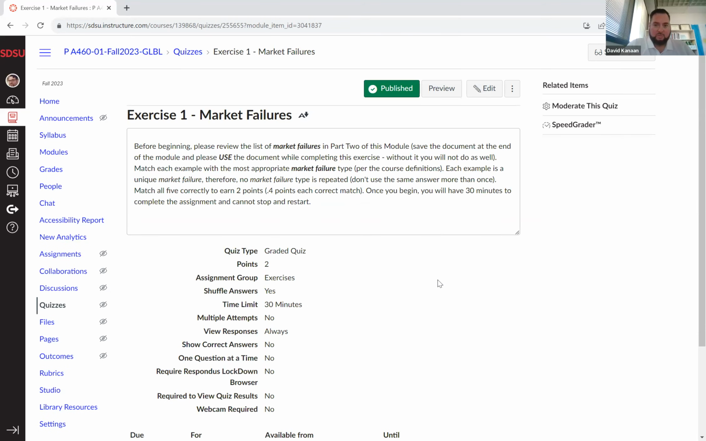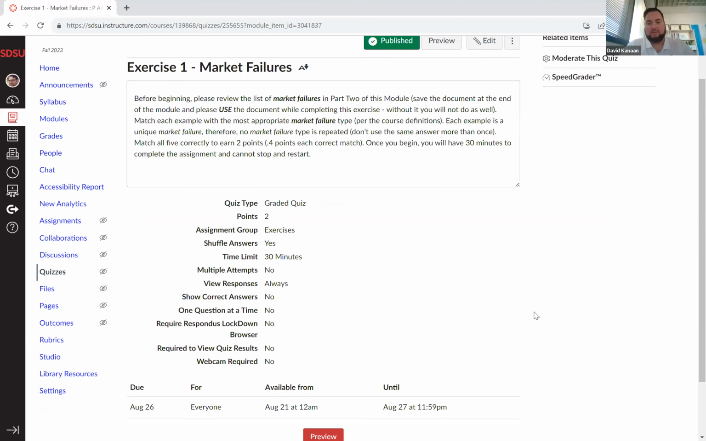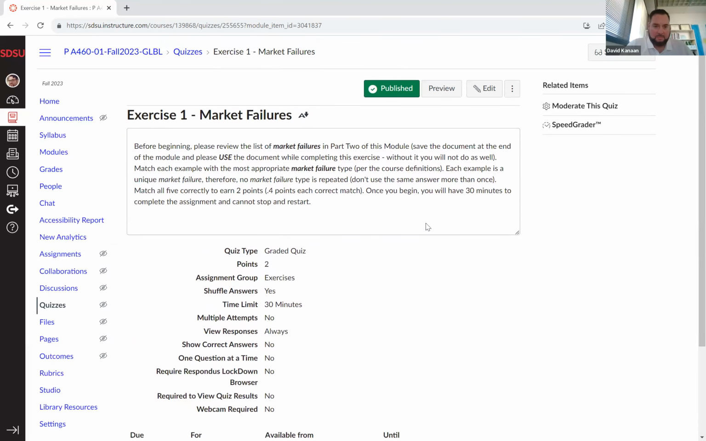Then you have exercise 1, and this is market failures. And you will have 5 situations, and then you match it to the market failure. And the market failure list in your answers, because Canvas is a little weird, you only use once. So there's no situation or multiple situations that would have the same market failure answer. Just use it once. Make sure to read through all the instructions for the assignments.